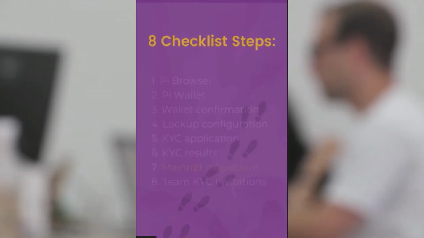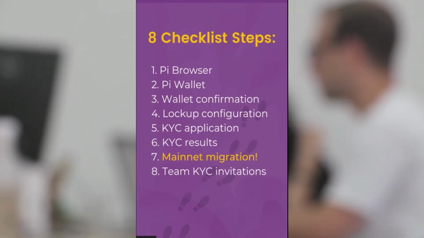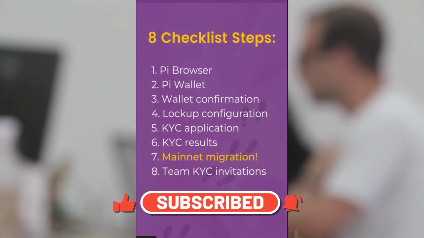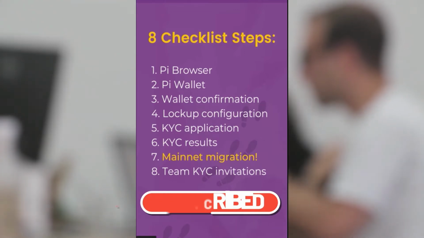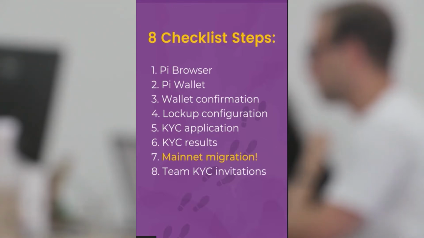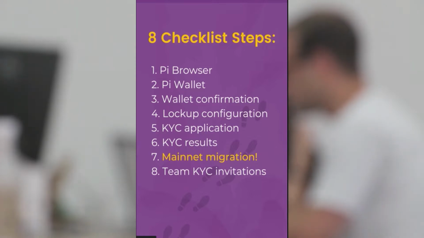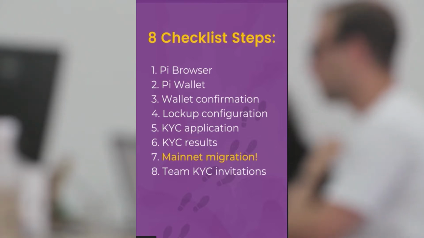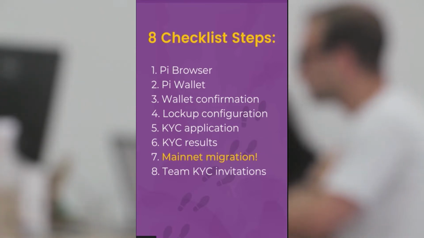The Mainnet checklist is broken down into the following 8 steps: the Pi browser, the Pi wallet, wallet confirmation, lockup configuration, KYC application, KYC results, mainnet migration, and team KYC invitation. Simply put, the majority of you haven't finished all the tasks on the list, which is why many of you haven't received the KYC invitation. Simply said, you must have finished steps 1 through 4 before receiving the invitation to KYC. Understand? Your Mainnet Pi can be queued up for migration to mainnet blockchain once the KYC has been finished and approved, which will happen once you have finished steps 1 through 4.